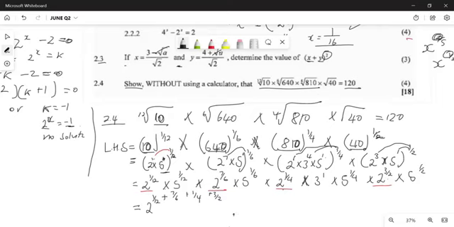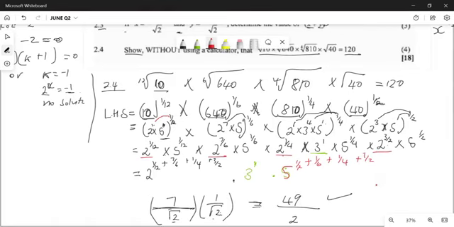Let's check the next value after 2. The next value is 3. 3 doesn't have a friend, so we're done with that one. The next one is 5. Let me write it in red. We have 5 to the power of 1 all over 12, plus 1 over 6, plus 1 over 4, plus 1 over 2.